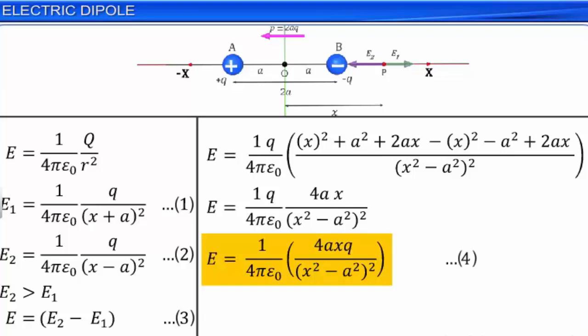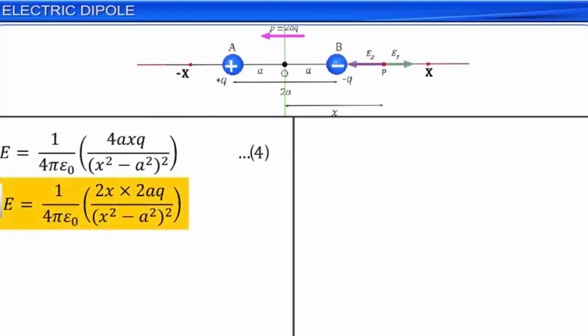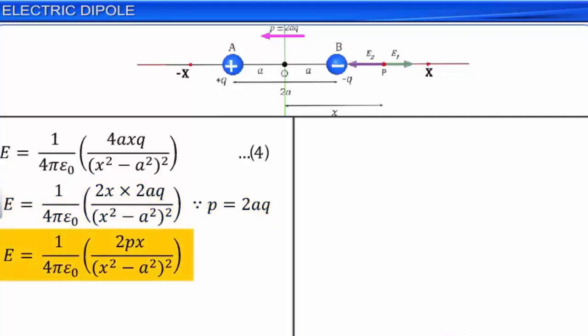Simplifying equation 4, we get E is equal to 1 by 4 pi epsilon naught 2x into 2aq by x square minus a square whole square. In this equation, 2aq is the magnitude of the dipole moment p. Therefore, E is equal to 1 by 4 pi epsilon naught 2px by x square minus a square whole square. Let this be equation 5.